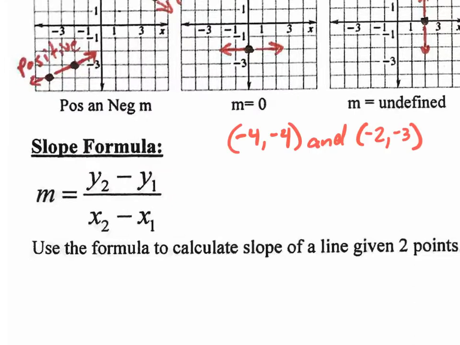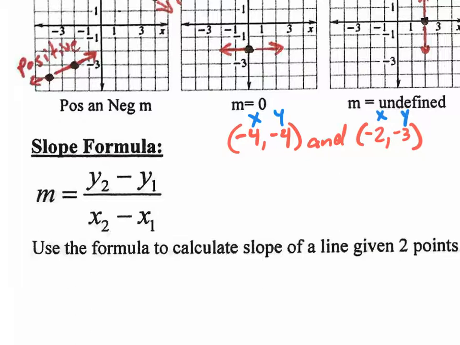For example, let's say you don't see the line, but I tell you there's a line that passes through the points (-4, -2) and (2, -3). We're going to use this formula to find the slope, the rise over run. First of all, understand that any coordinate is really an x and y value. So you have an xy value there and an xy value there.